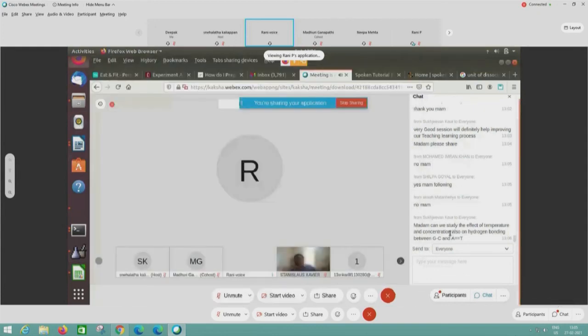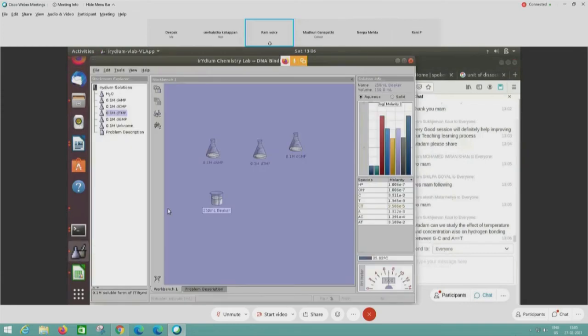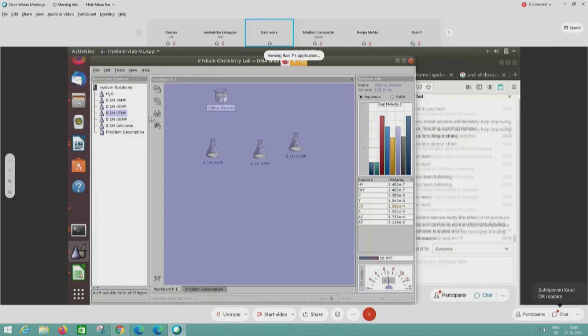There is a question: can we study the effect of temperature and concentration also on hydrogen bonding? This is something we cannot do at this point, I feel. We can try. Because concentration can be changed actually. We have water, so we can do. Let's say 50 degrees Celsius. Yes, there are changes. So for example, let's take a new beaker. Let's keep this aside.